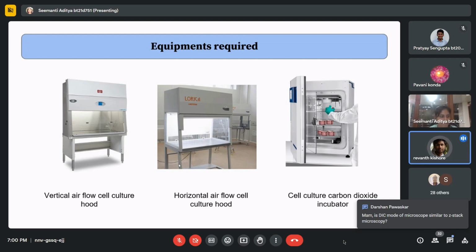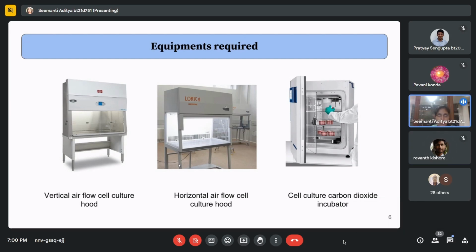Ma'am, can we install UV lights inside a CO2 incubator for sterilization? No, actually if you want to install UV light, then we need all the switches and all the connections. Inside the incubator, we don't have any electrical connections to externally install a UV light or something.